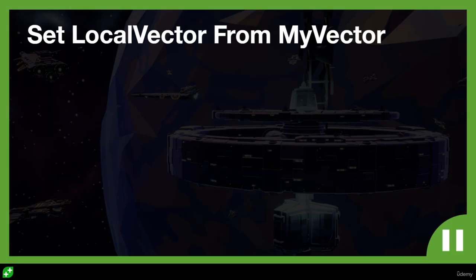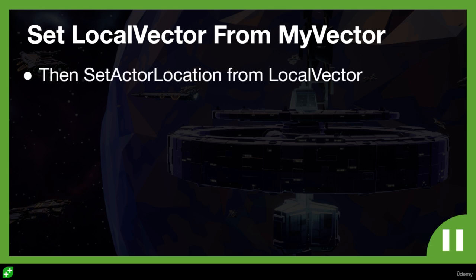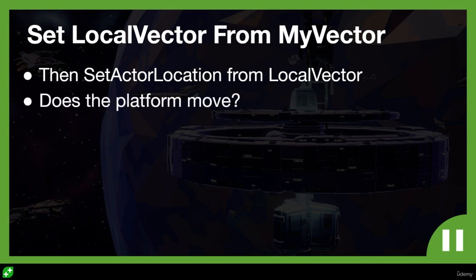I'd like you to try a little experiment as your challenge: set local vector from the my vector. Rather than setting it from the constructor, you're going to set it from the value that's currently in my vector. That's going to take a copy of that vector into your local vector. Then I'd like you to set actor location using the local vector, and because we're trying to update that local vector every frame, let's see what the effect is. Does the platform move? Would you expect it to? Go and try it out. Compile the code, play, and see whether it actually does. Pause the video and have a go.